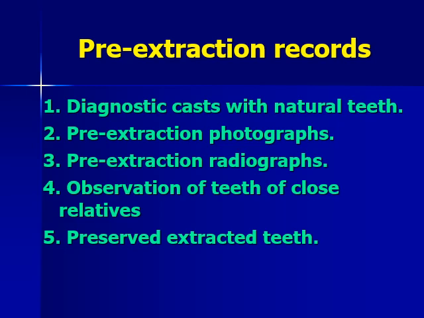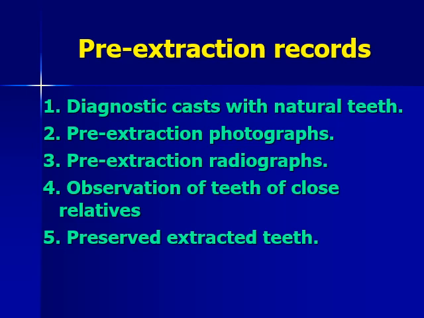The second pre-extraction record is the pre-extraction photographs. If the patient has photographs with a smile, and a wide smile can show the color or the shade of the teeth, and also it can help to obtain the form of the teeth. The third record is the pre-extraction radiograph. Of course, we cannot obtain the shade of the teeth from a radiograph, but it can also help us with the size, though sometimes the size of the radiograph is not proper, but we can obtain the form of the teeth.